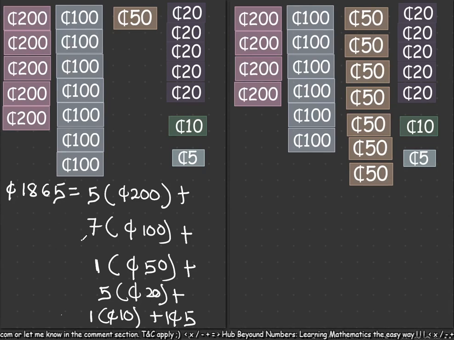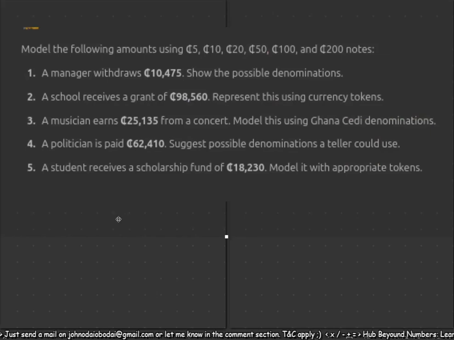So as usual, I'll leave you with an exercise you can try just to test your understanding. So here you have the question. There are just about 5 of them. You have to model the following amounts using 5, 10, 20, 50, 100, and then 200 cedi notes. Just 5 questions. If there's anything you don't understand, you can always let me know at the comment section, and I'll address that when I see it.